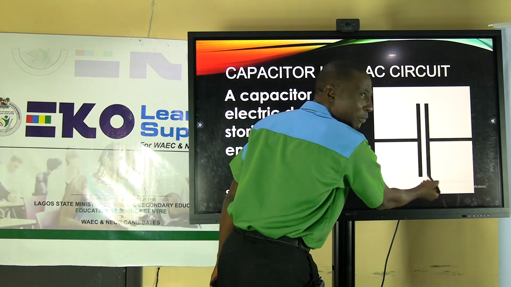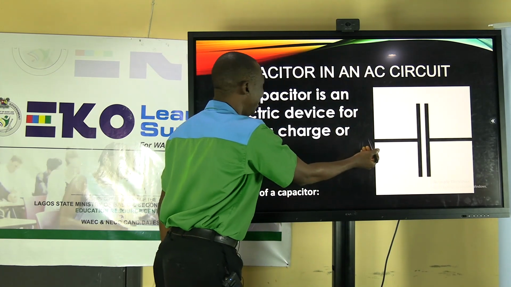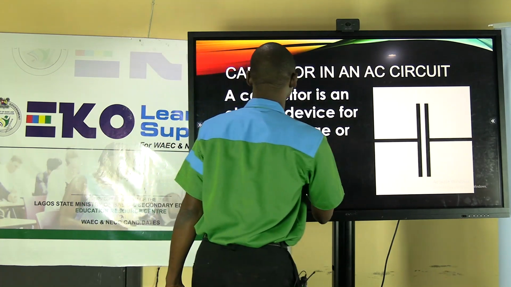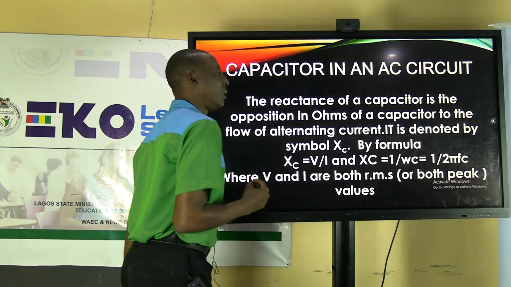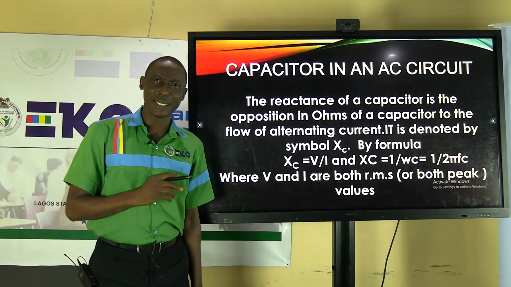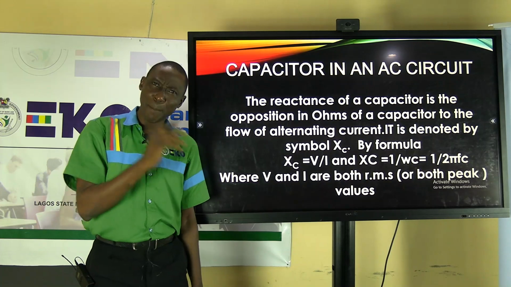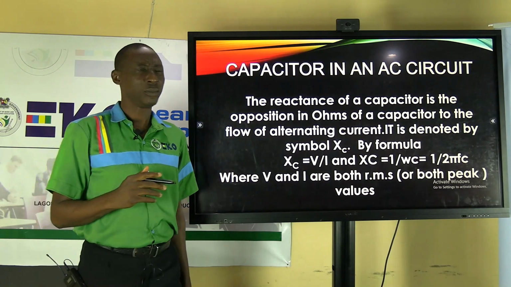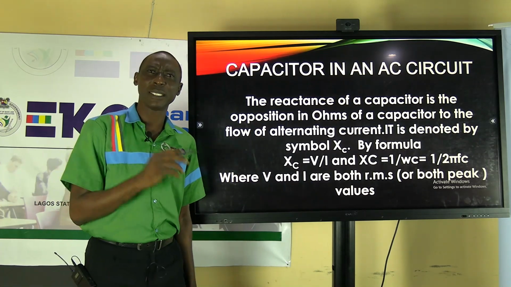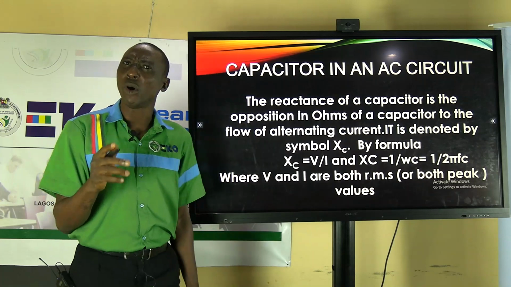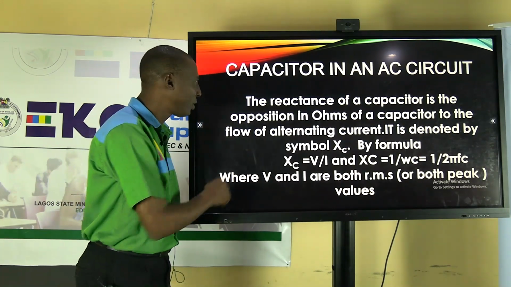The two of them are of the same height. That is a capacitor. Now, having said that, there are two types of reactance: capacitive reactance and inductive reactance. Today we'll be considering capacitive reactance, or otherwise called reactance of a capacitor.